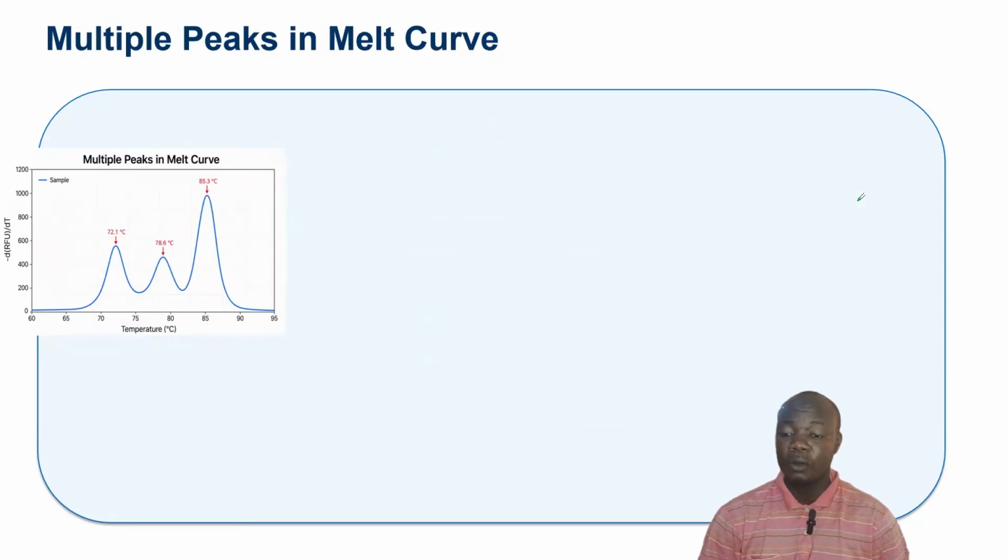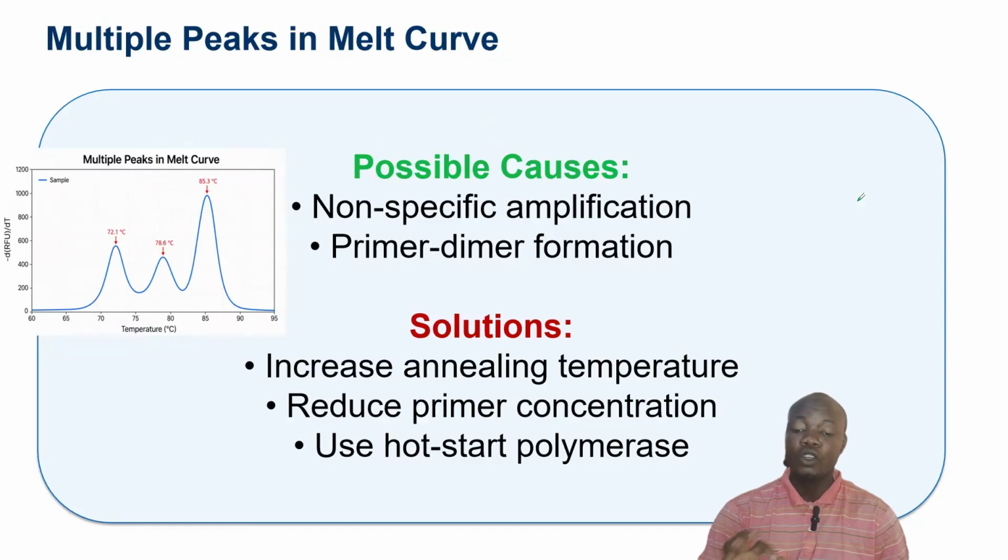Then another problem: sometimes after you carry out qPCR analysis, you generate a melt curve. If you have multiple peaks in the melt curve, it's also another problem. So what are the causes of these multiple peaks in the melt curve? Number one, non-specific amplification. If there is non-specific amplification, then there is a likelihood that you are going to have multiple peaks. Or primer dimer formation. If there is a formation of primer dimer, it can also lead to multiple peaks.